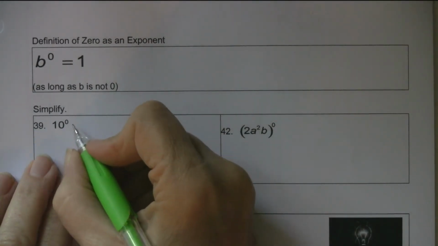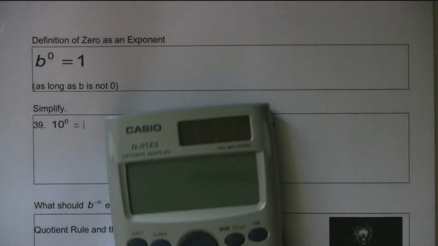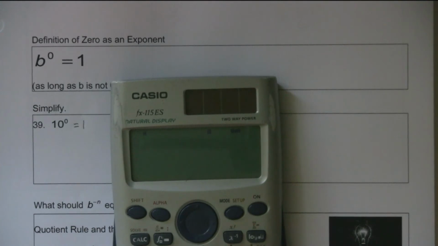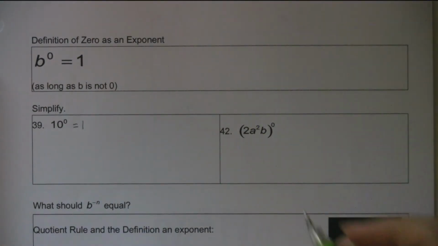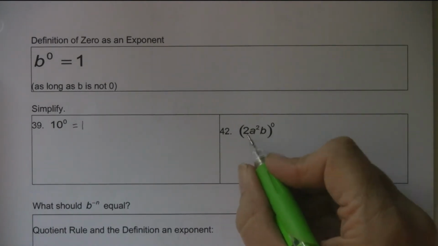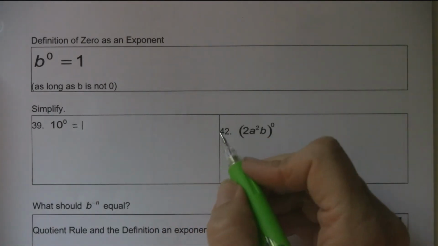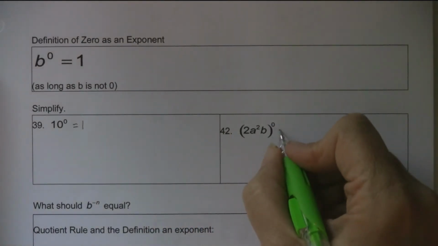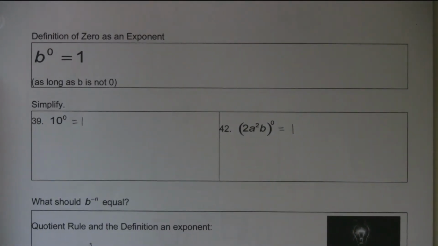So 10 to the 0, I know, it's funny, it's 1. And you can do 10 to the 0 on your calculator, and your calculator knows all about it, raised to the 0. And so it says, yep, that's 1. So 10 raised to the 0 is 1. And then 2ab a squared b raised to the 0. It doesn't matter how complicated it is. We're assuming that the base here is not 0. So this is equal to 1. Yeah, it's kind of funny.